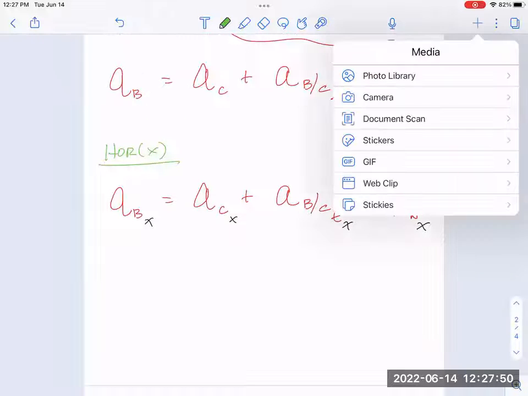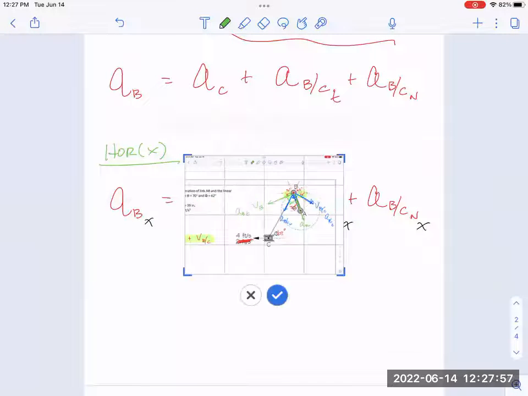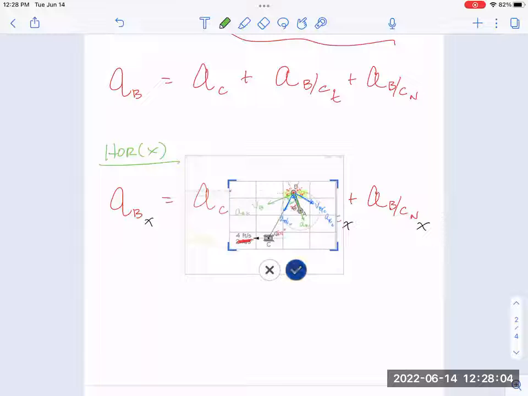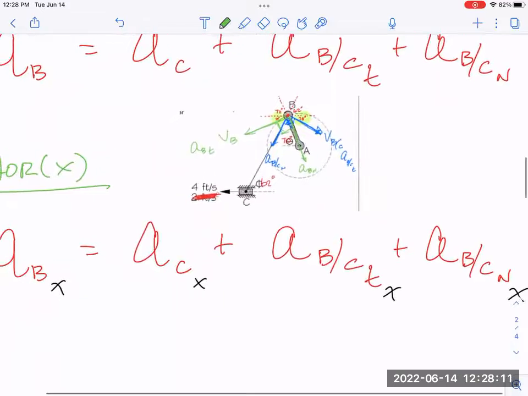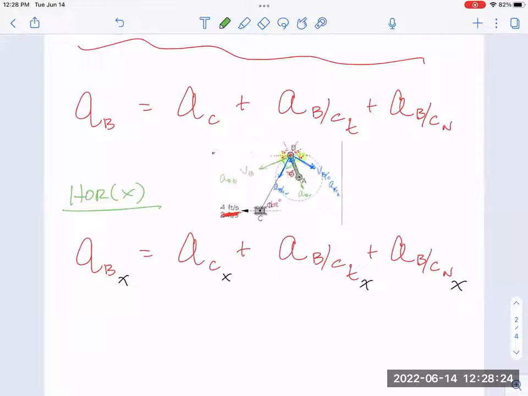Maybe I can get away with leaving it there and just kind of looking at it, zooming in on it a little bit. So can I do anything with that x equation? Do I know acceleration of CX, don't I know that one? That's speed, that's 2, and it's going left, so it'd be -2.